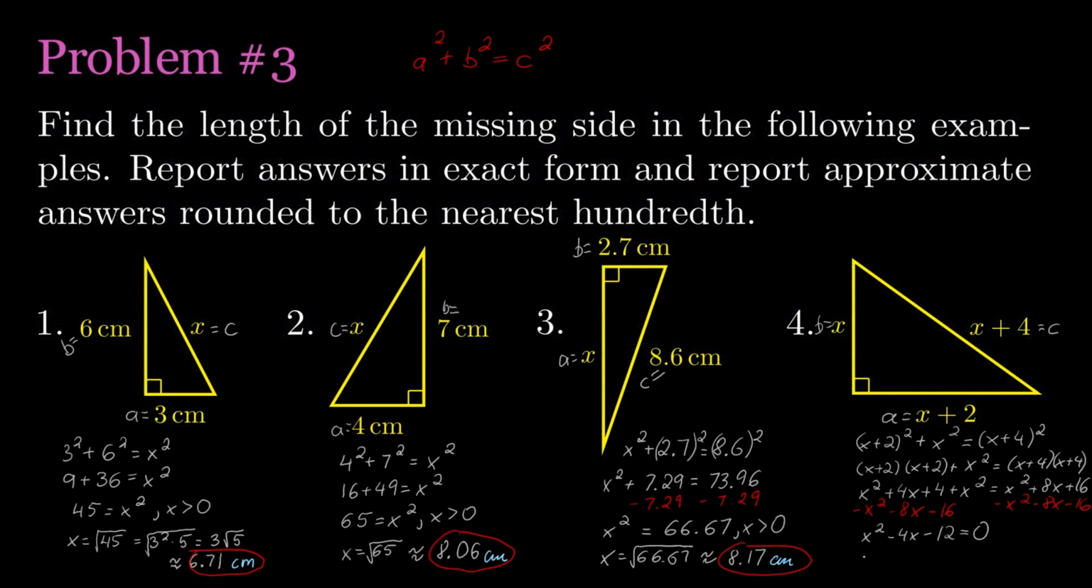We try to factor the left-hand side. This one is actually pretty easy. It factors as x minus 6 multiplied by x plus 2, and using the zero product property, we get our two solutions, x equals 6 or x equals negative 2. Acknowledging that x still is the length of our shorter leg, it must be positive, so it will be 6 units, and we discard the solution negative 2.